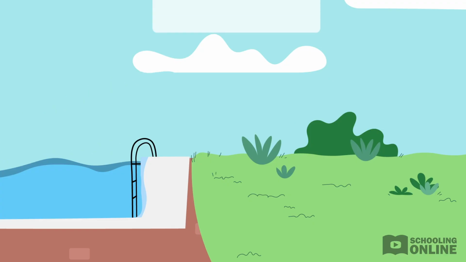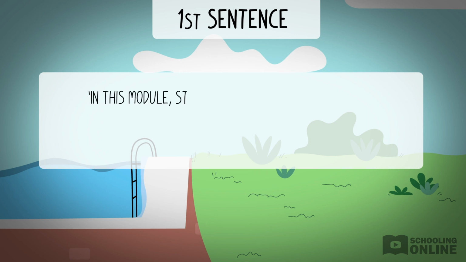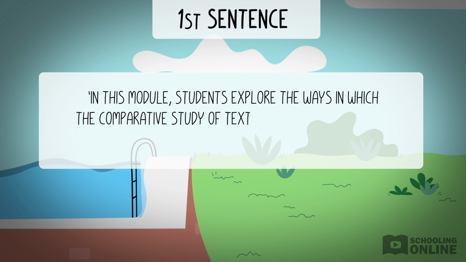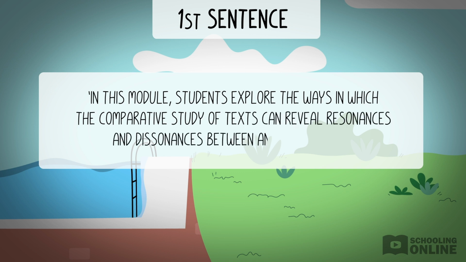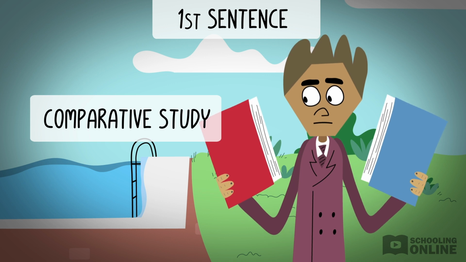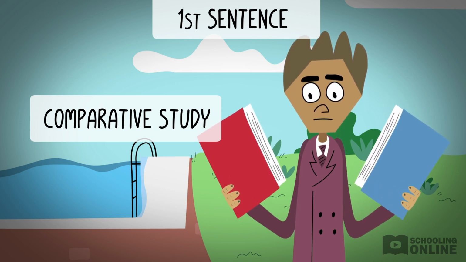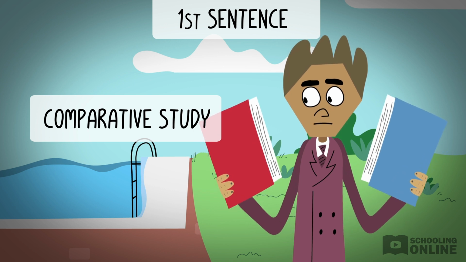Let's dive into the rubric. The first sentence states, "In this module, students explore the ways in which the comparative study of texts can reveal resonances and dissonances between and within texts." A comparative study simply means that you study 2 texts together and find similarities and connections between the 2 texts.